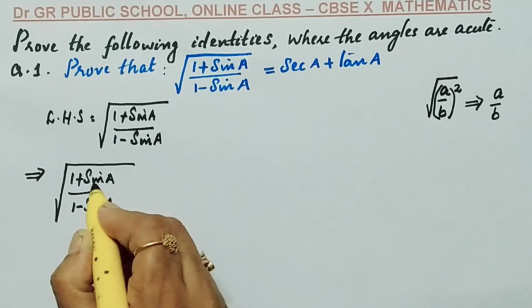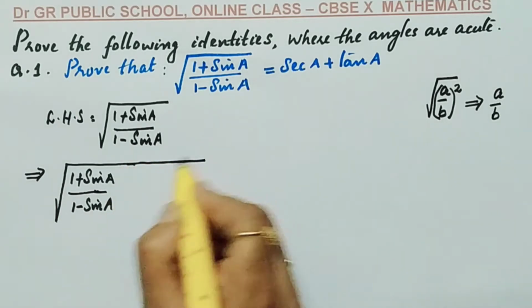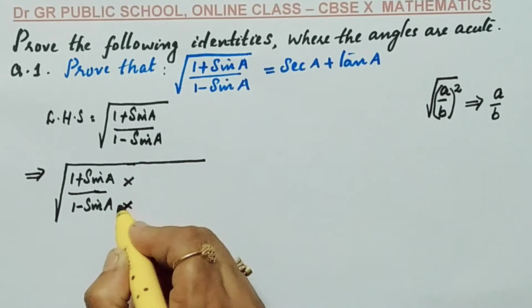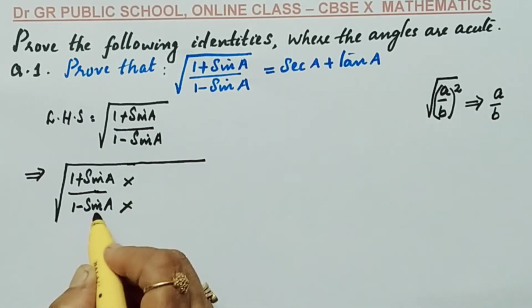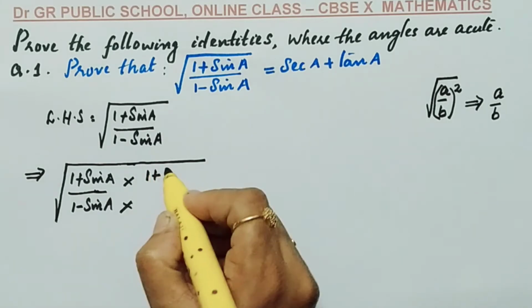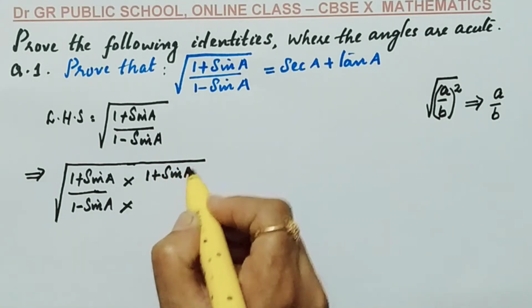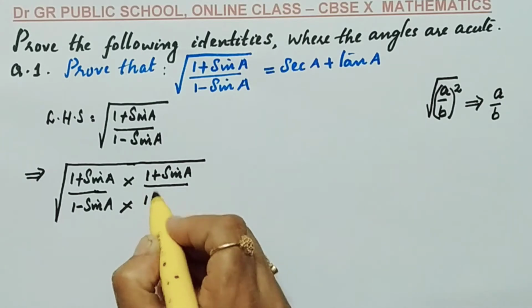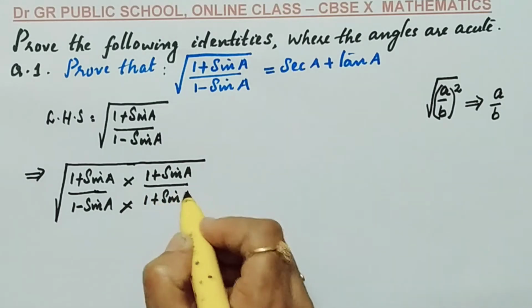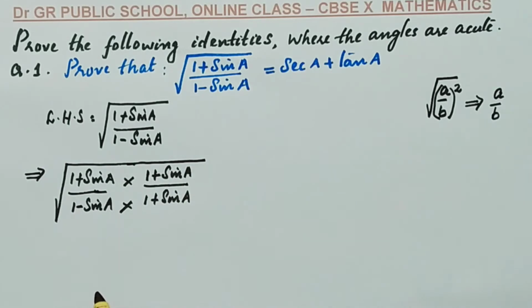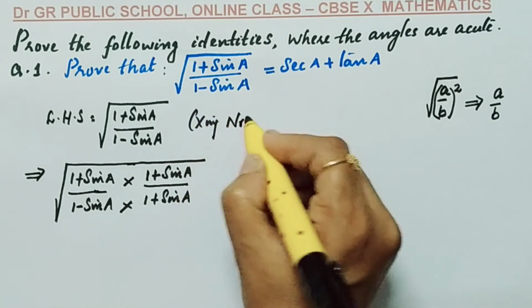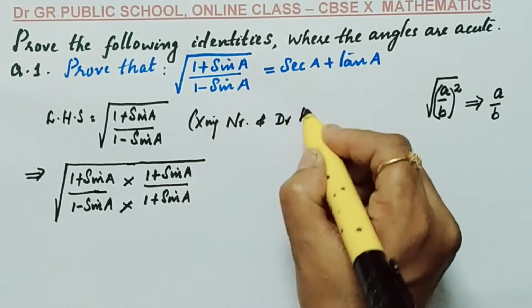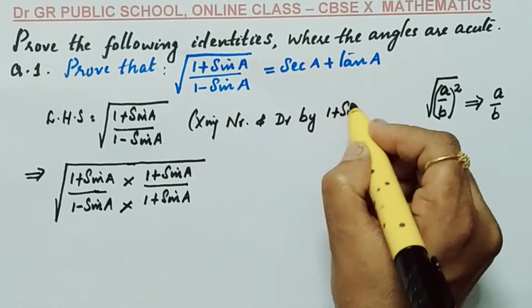For it to come out of the root, I need to multiply the numerator as well as the denominator by another term. If 1 minus sin A is in the denominator, I am going to multiply with 1 plus sin A in the numerator as well as 1 plus sin A in the denominator. So that 1 plus sin A and 1 plus sin A get cancelled, you get the same expression. So here the procedure is multiplying numerator and denominator by 1 plus sin A.